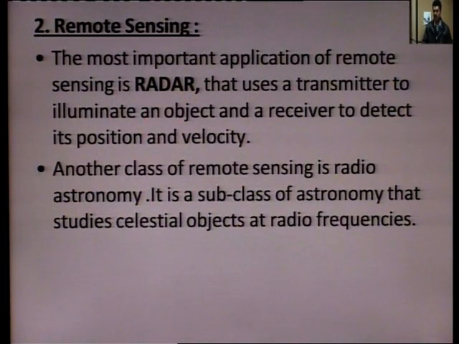So, we are using microwave in radar systems for identification of friend and foe. Another class of remote sensing is radio astronomy. It is a subclass of astronomy that studies celestial objects at radio frequencies.